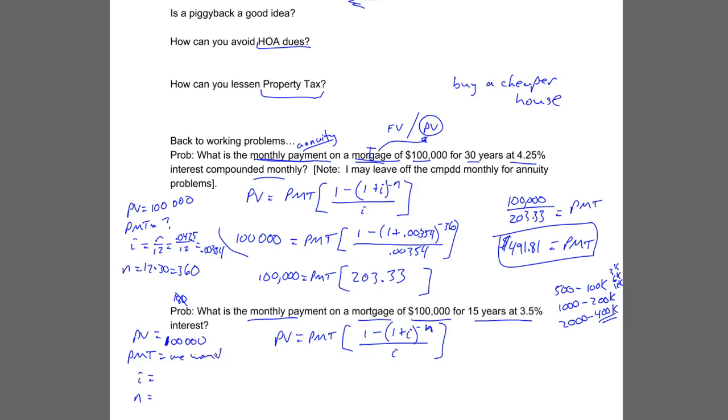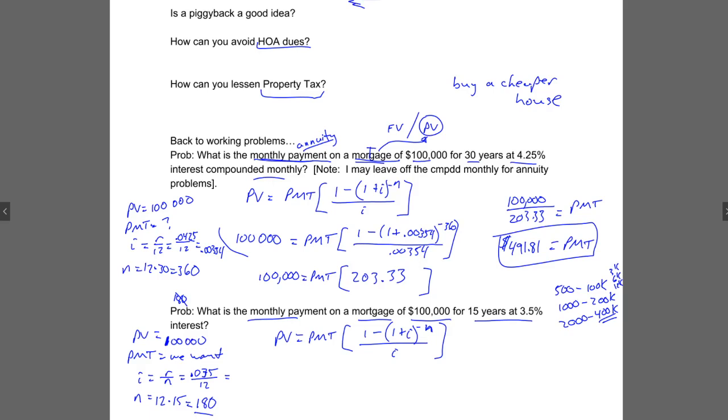We want that. I is always going to be R over N, so it's 0.035 over 12. I was trying to get the rate lower for you guys to see; it used to be like 7%. And then N is going to be 12 times the number of years, 15. So 150 plus 30, 180. It's a 180 payment mortgage, and this is our period rate, 0.035 divided by 12.